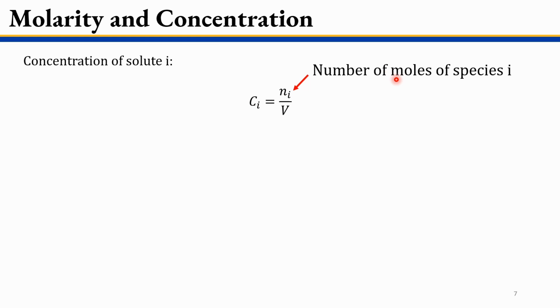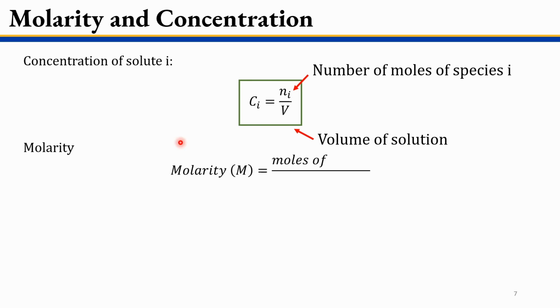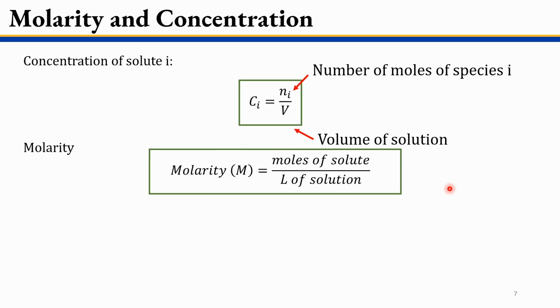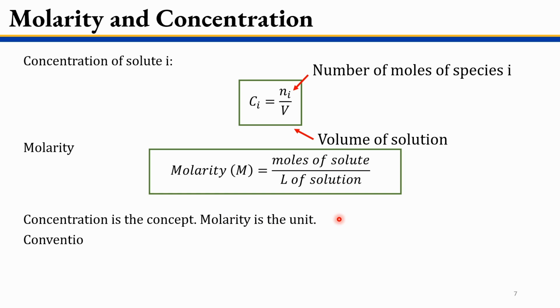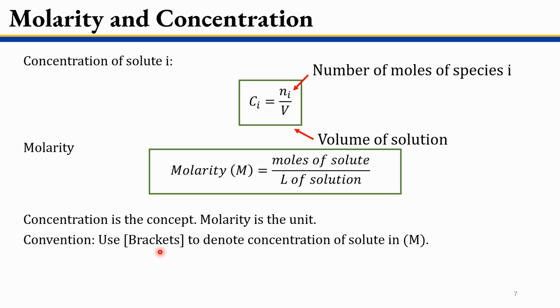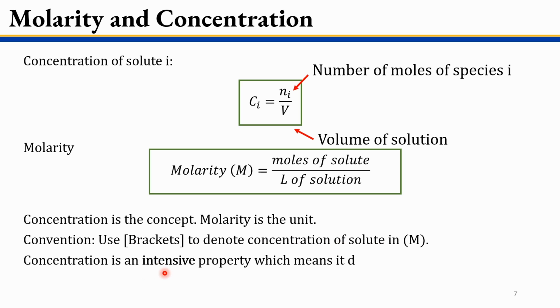Let's talk about a few conventions for molarity and concentration. The concentration of a solute i is going to be given by C sub i for concentration is equal to n sub i divided by volume, where n is the number of moles of species i and V is the volume of the solution. And as we've just discussed, molarity is defined as the moles of solute divided by the liters of solution. You can think of concentration as the concept and molarity as the units. The convention is to use brackets around the solute to denote the concentration of the solute in molarity. And concentration is an intensive property. That means it does not depend on the volume of the solution. It's going to be the same throughout.